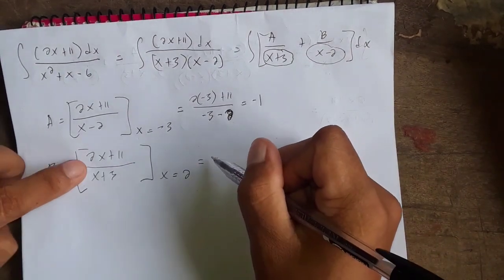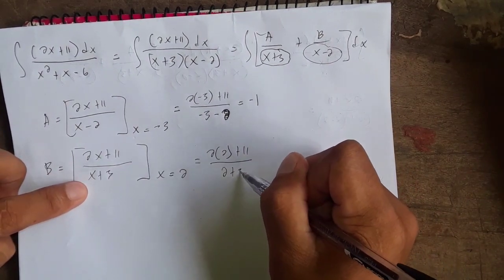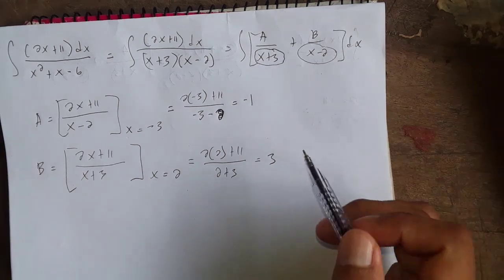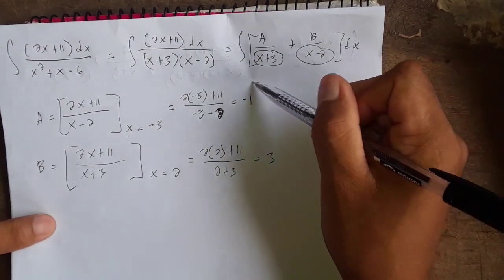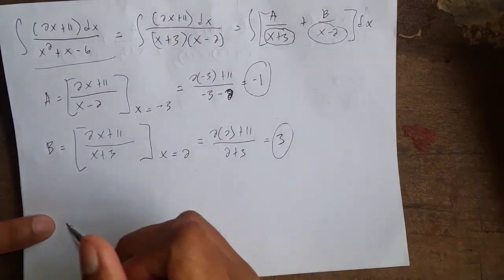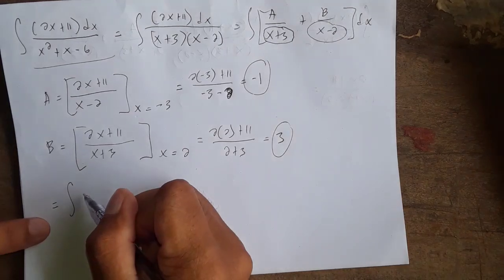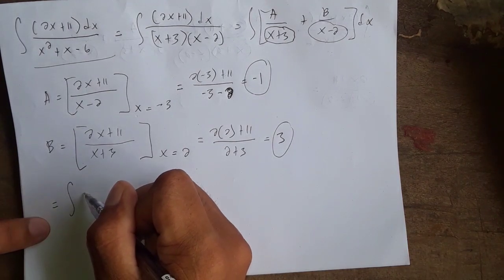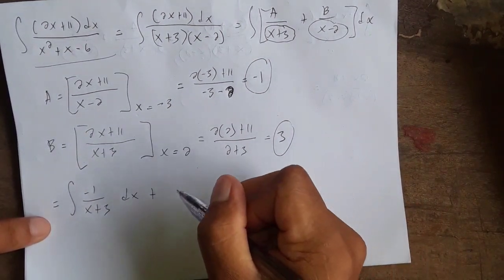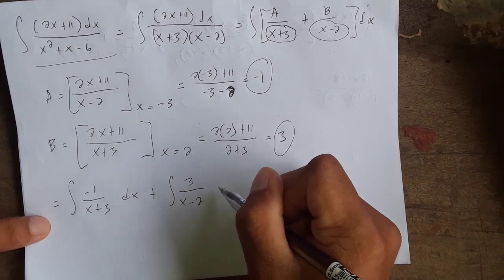And in b we have here 2 times 2 plus 11 over 2 plus 3, so it is simply equal to 15 over 5, which is equal to 3. So therefore by substituting the value of our constants, which are negative 1 and 3, we can easily integrate these fractions. So we have here the integral of a, which is negative 1, so therefore it is negative 1 over x plus 3 dx plus integral of b, which is 3 over x minus 2 dx.